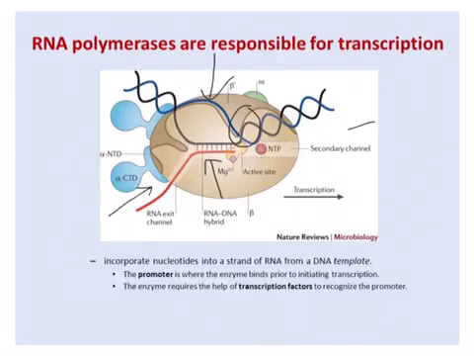So ribonucleosides will come in through a channel to allow for complementary pair formation, and then this will be further ligated to form the phosphodiester bond and form that single strand of mRNA as it comes out.